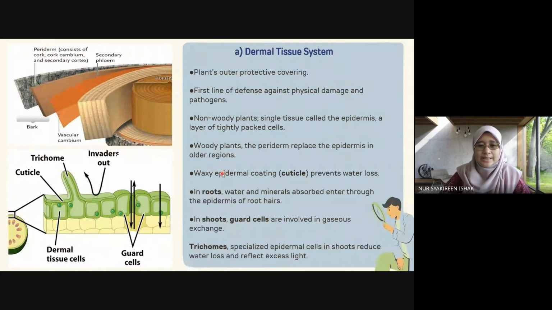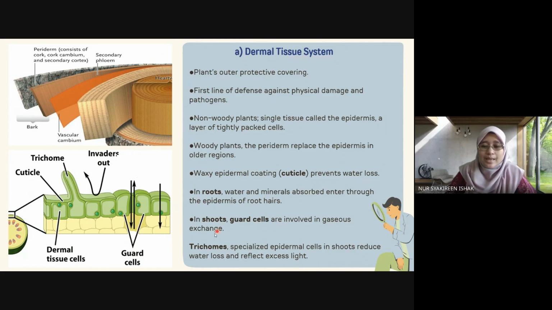And then there is the waxy epidermal coating, the cuticle. The cuticle here prevents water loss. In the root, water and minerals are absorbed through the epidermis of the root hair. The epidermis cells are usually thin, a single layer, so that it allows easy absorption of water and minerals into the roots.